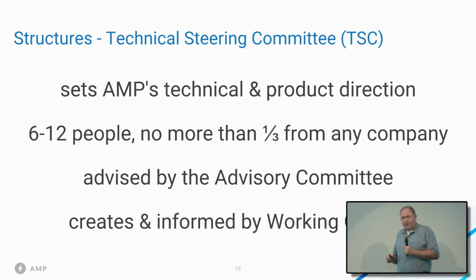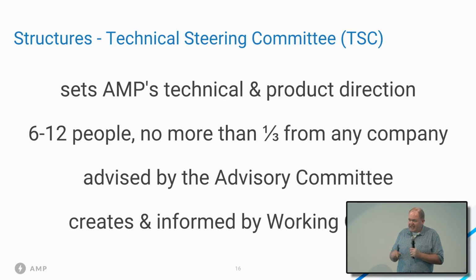The Technical Steering Committee is really like the key committee. This is where the decisions, the technical and product direction are getting set. It should be big enough to have a lot of voices on it, but not so big that you can't get anything done. And so talking to other open source projects that have done this, 6 to 12 feels like the right thing. A key point is we don't want more than a third from any company. And so, we'd have a variety of voices there represented.